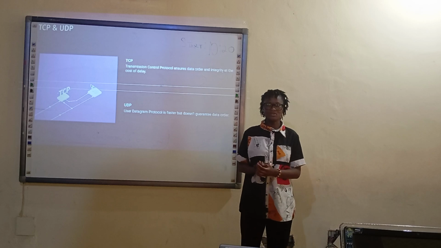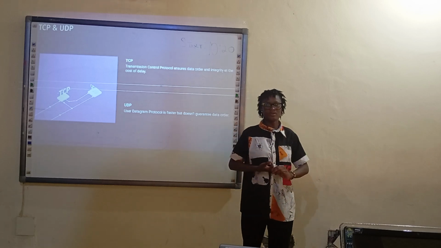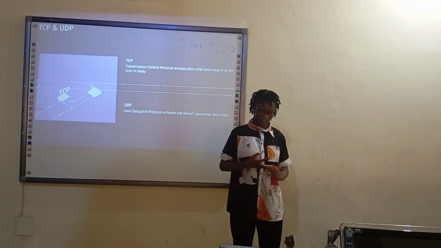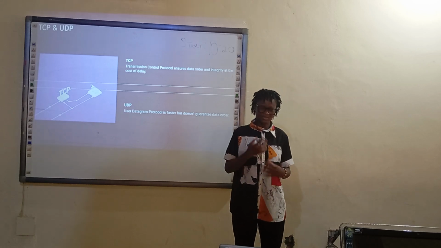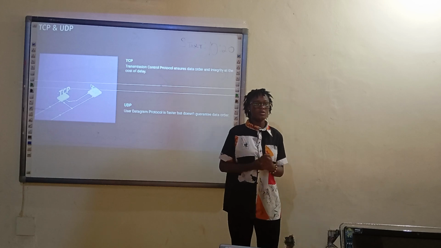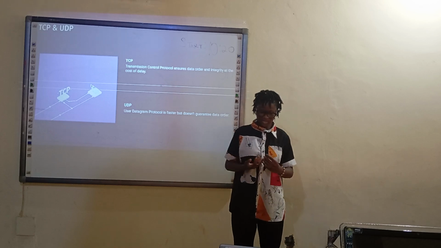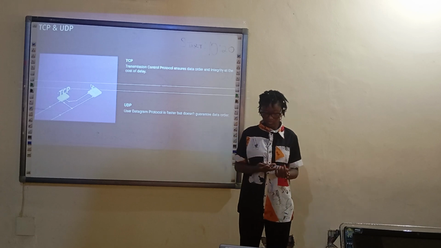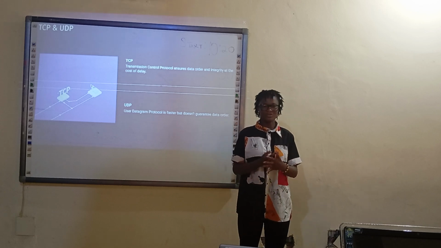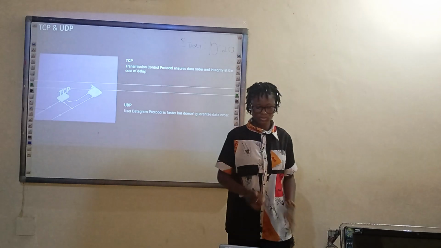TCP helps you get the data in order. It doesn't get lost and it doesn't get damaged during this transfer. But the only downside is that it's slow. There's a cost of delay. But with UDP, the IP packets can get damaged. They can get lost. They might even come out of order, but they're really fast. That's the only advantage. Well, also the fact that it's not connection oriented.